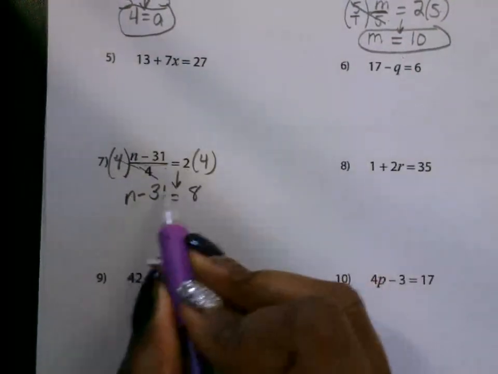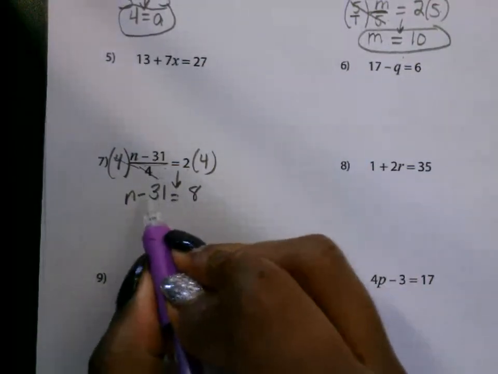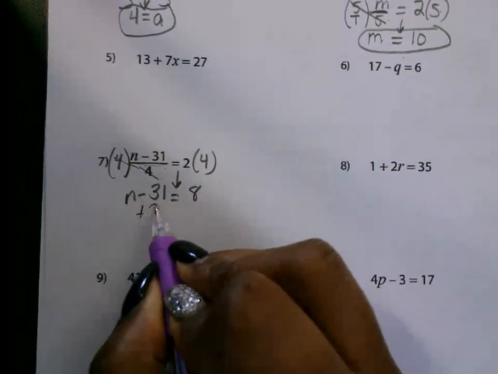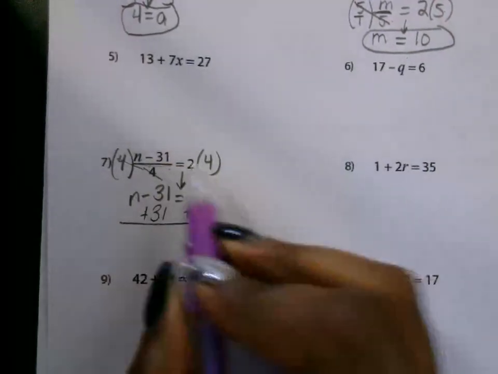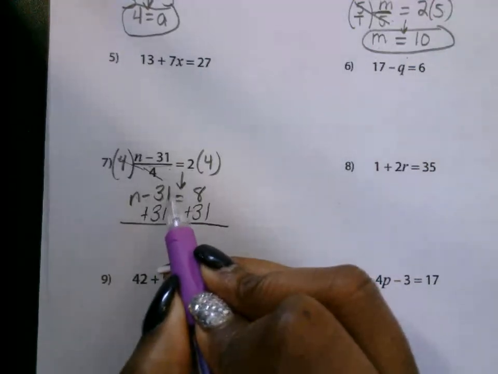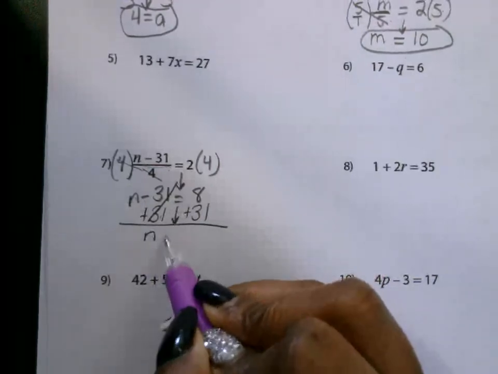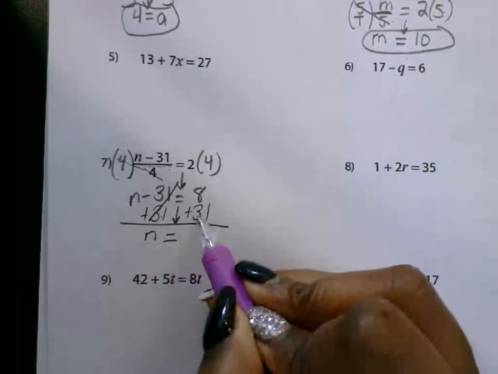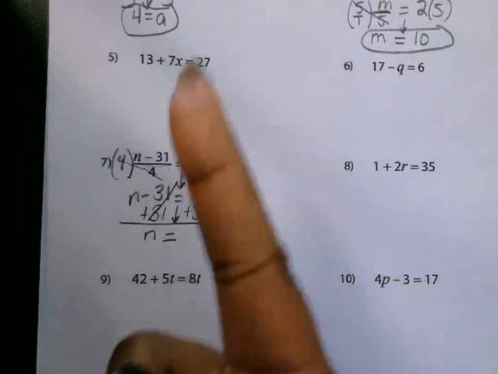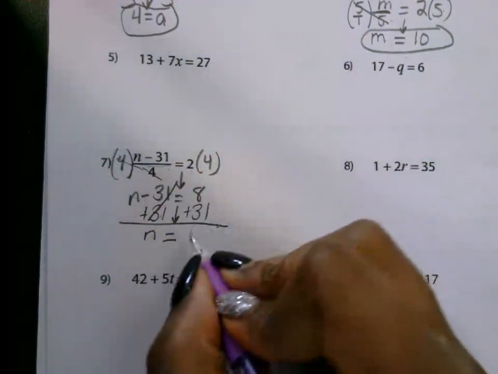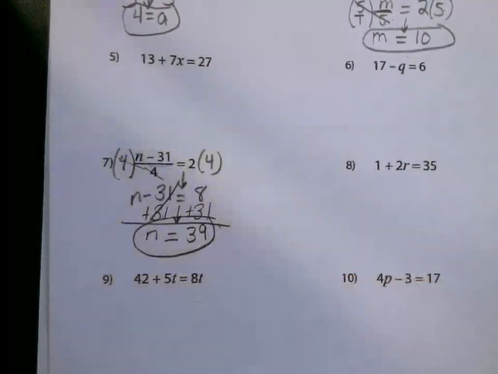Now we're going to get n by itself by getting rid of the negative 31. The opposite of subtracting 31 is to add 31. So we're going to add 31 on both sides. Negative 31 plus 31 is 0, and I'm left with just the n. Bring down the equal sign. 8 plus the 31: 31, 32, 33, 34, 35, 36, 37, 38, 39. Use your fingers and your toes. n is equal to 39.